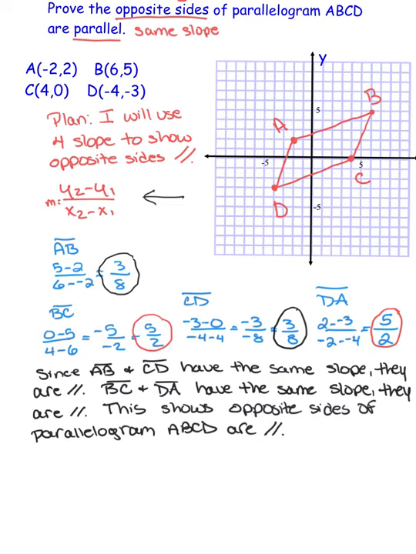So in my conclusion, all you have to write is since AB and CD have the same slope, they're parallel. BC and DA have the same slope, they are parallel. This shows the opposite sides of parallelogram ABCD are parallel. Again, it's all about your vocabulary.